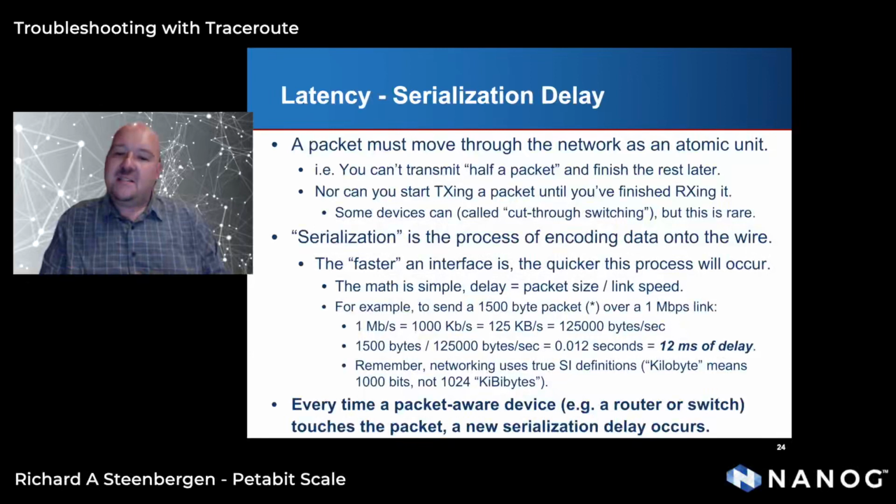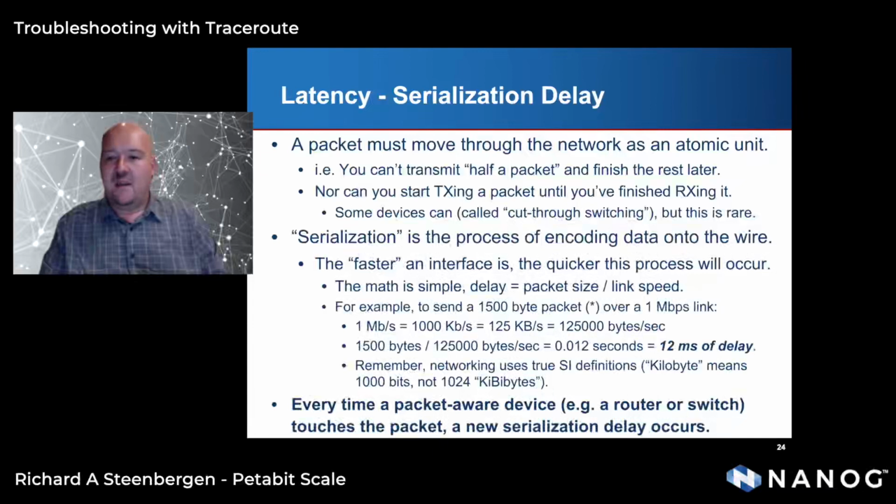So the faster an interface is, the quicker this process occurs. And the math is really simple. The delay is the packet size divided by the link speed. Here's an example where you send a 1500 byte packet over a 1 megabit link. 1 megabit per second is 1,000 kilobits per second, is 125 kilobytes per second, which is 125,000 bytes per second. So if you do 1,500 bytes divided by 125,000 bytes per second, you end up with a total transmit time of 0.012 seconds, which is 12 milliseconds.